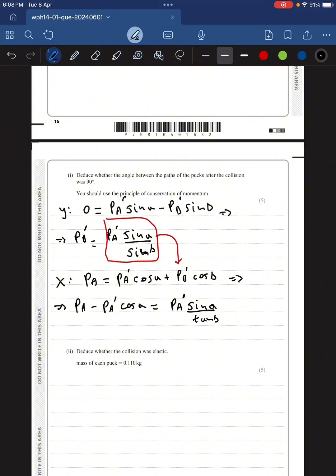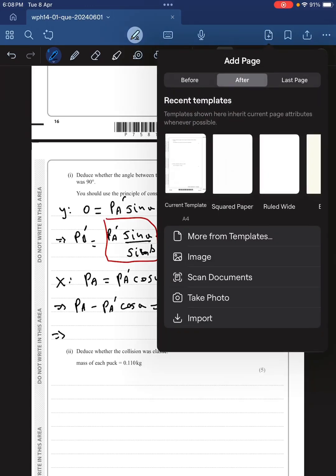And therefore, the tangent of B, and I'm running out of space, so I'm gonna use a new page, okay? So the tangent of B is equal to PA prime sine of A over PA minus PA prime cosine of A. So therefore we expressed everything in terms of quantities we already know and they are given to us.